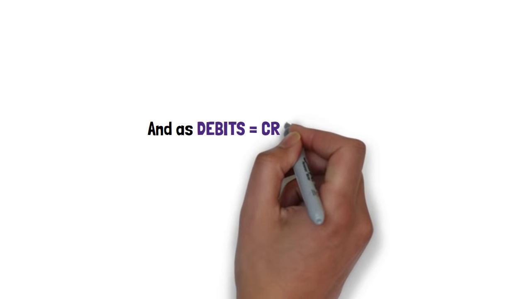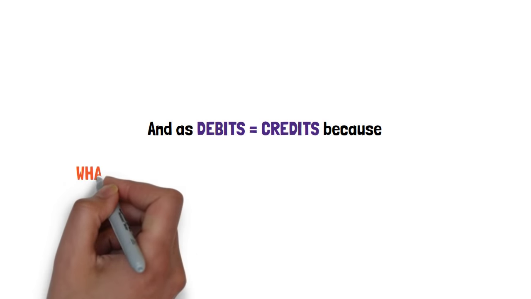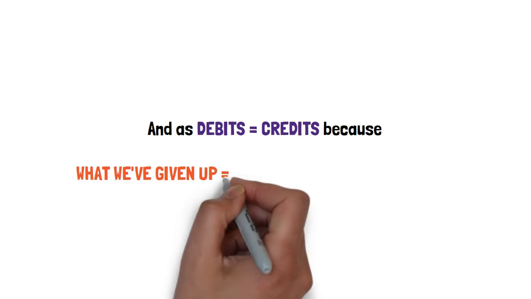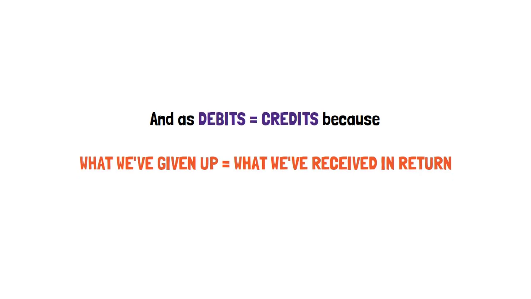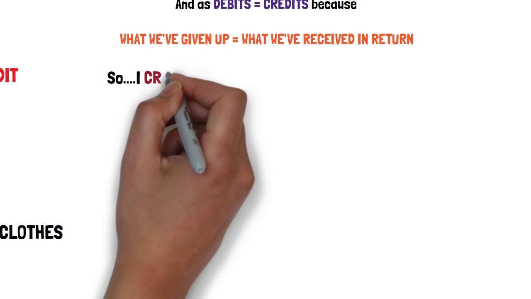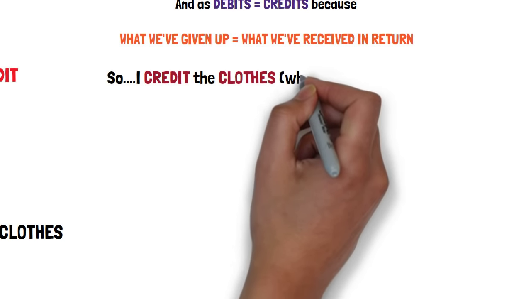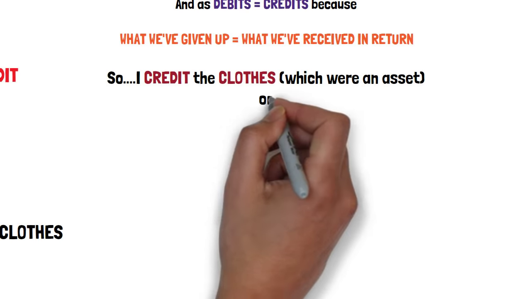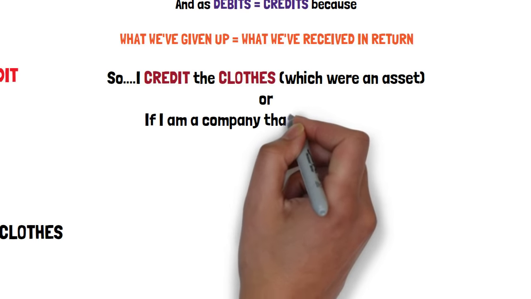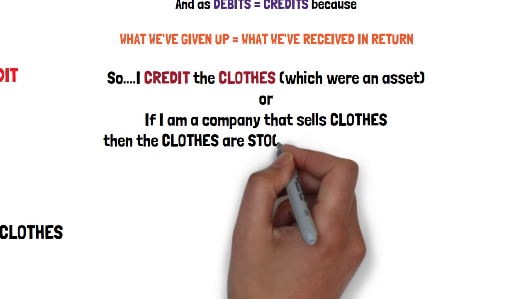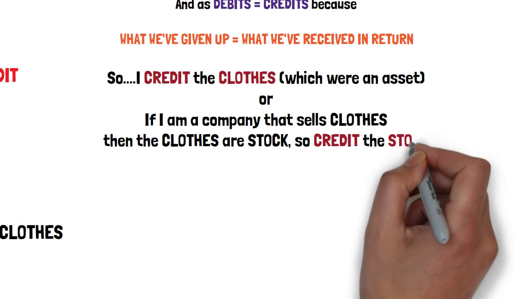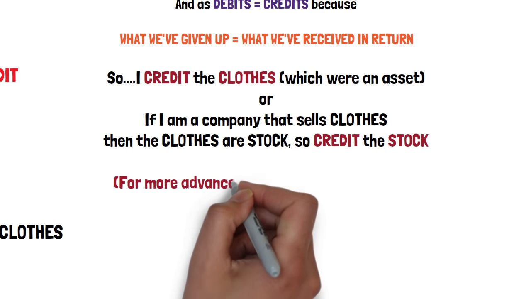Now let's apply rule 1. What I've given up must equal what I've received in return. Debits must equal credits, so I have to credit something for £50. So I credit the clothes, which were an asset to me personally. Now, if I'm a company that sells clothes, then the clothes are stock, so I'd credit stock. But actually, it's a bit more complicated than that.